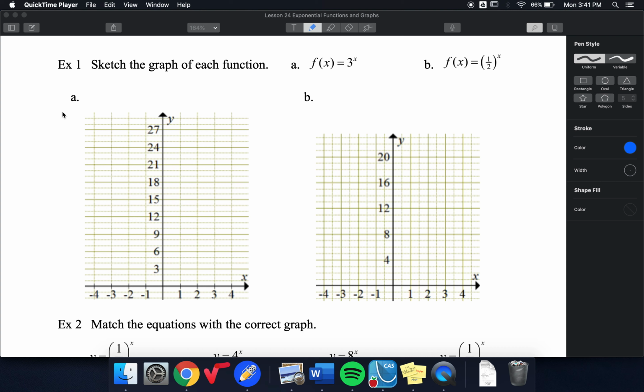All right, so let's look at some basic exponential functions. So in A, I've got an example of exponential growth. I'm always going to start with my y-intercept. So my y-intercept is (0, 1).